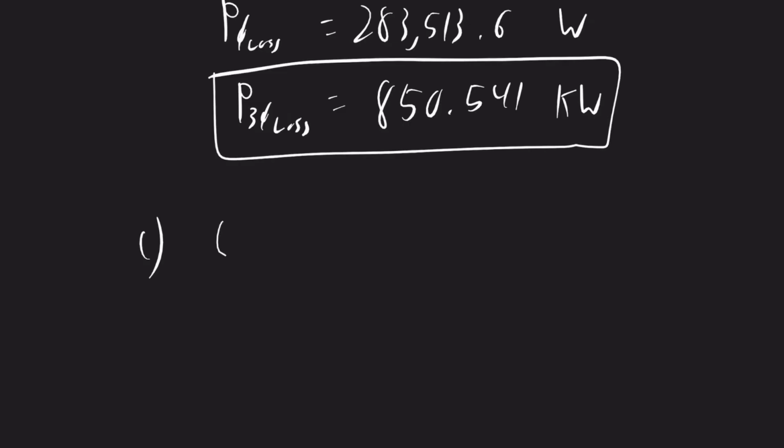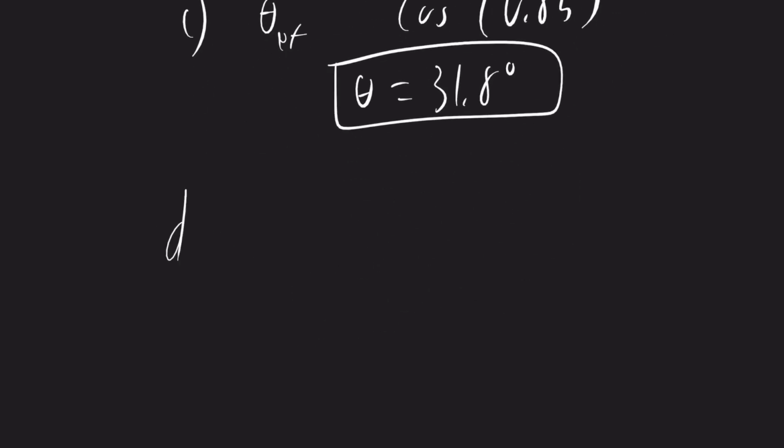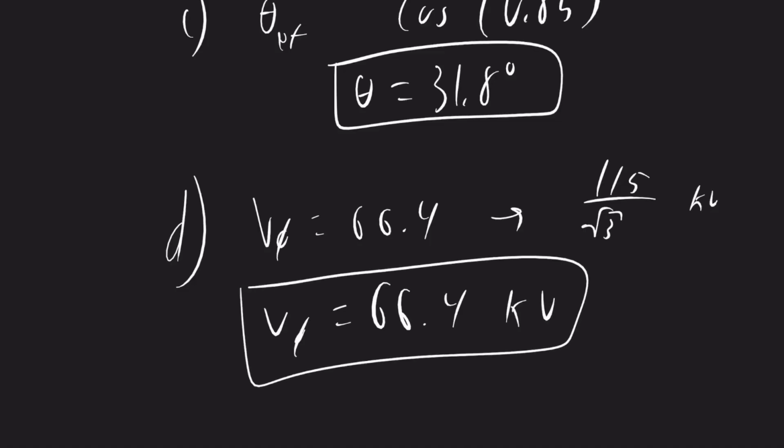Part C wanted the angle of the power factor. We already found this above. We took cosine inverse of 0.85, and that gave us 31.8 degrees. And that's our answer for part C. Part D wants the line to neutral voltage at the receiving end, which is just going to be V phase. We already found this was 66.4, and again we got this just by doing 115 divided by square root 3. So V phase will be 66.4 kilovolts. So that's the answer to part D.